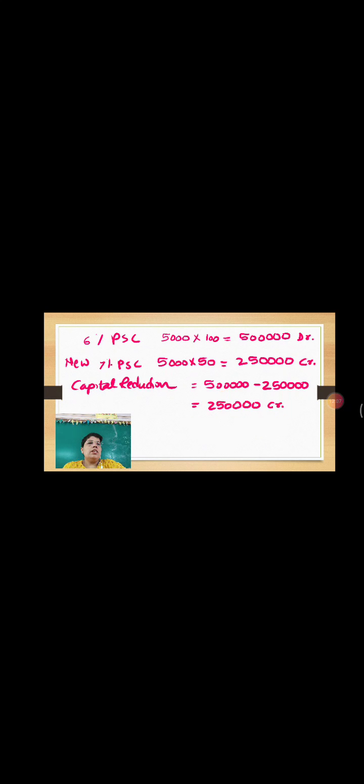So what is your entry? 6% preference share capital account debit to 7% preference share capital account to capital reduction account 2,50,000, right? So we will pass this entry later on. You can draw the journal, and you can start with the working note also. After each working note, you can pass the journal entry, and you can see whether your journal entries are correct or not in the solution itself.